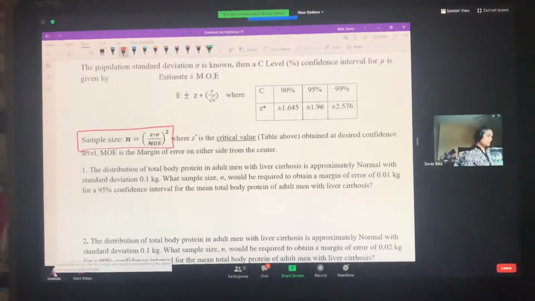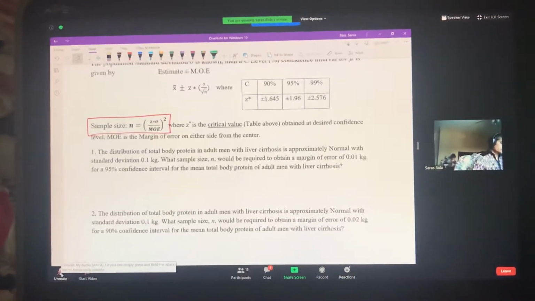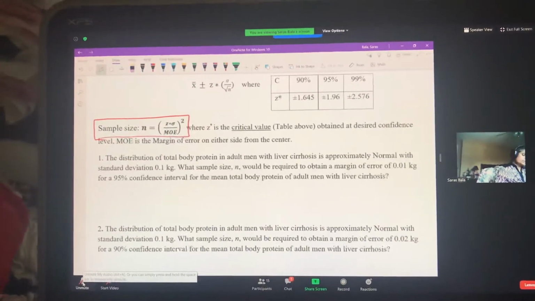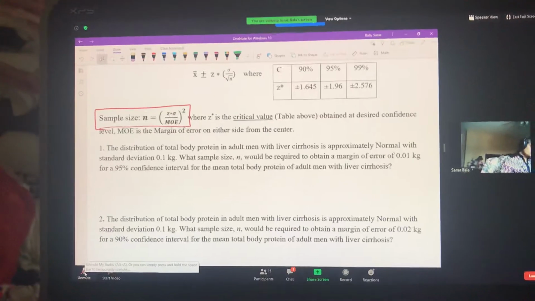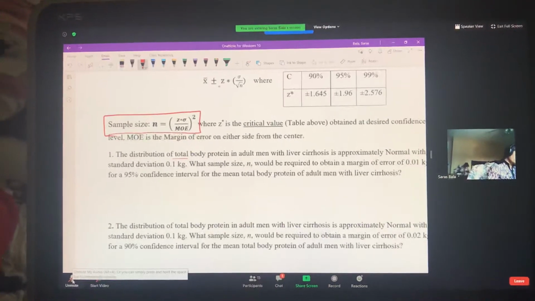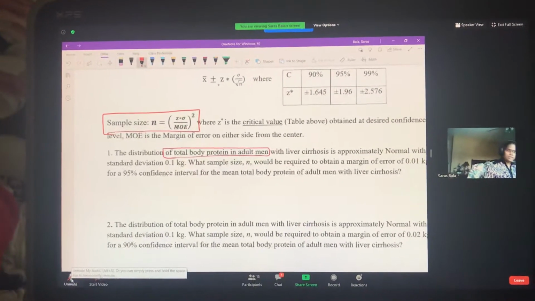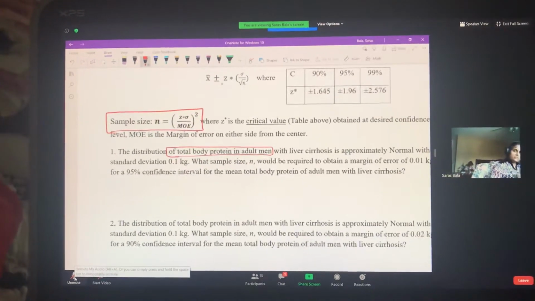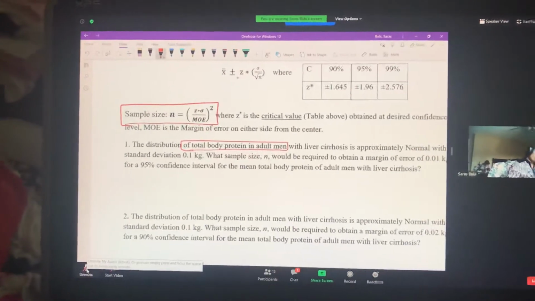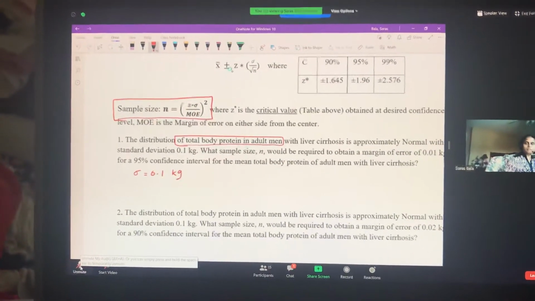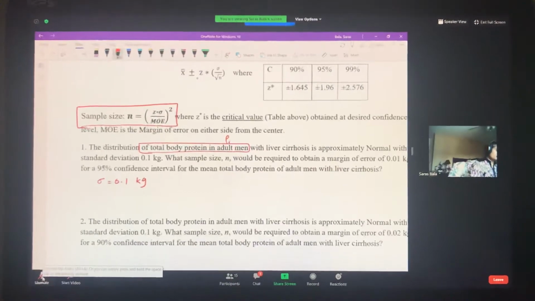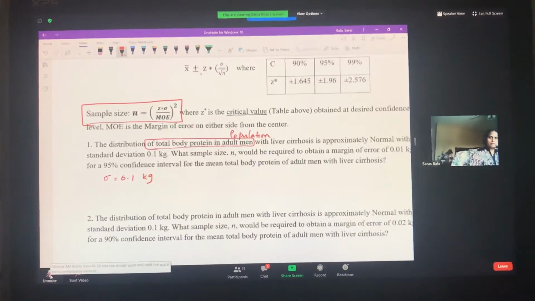The distribution of total body protein in adult men with liver cirrhosis is approximately normal with the standard deviation. So you are talking about all adult men, and you are talking about the total body protein. You are given the quantitative data, and this is going to have the standard deviation, which is 0.1 kg. The number coming from the population of all adult men is going to be the population standard deviation.